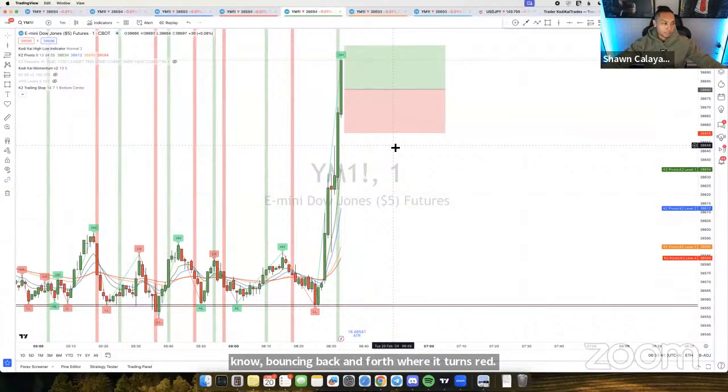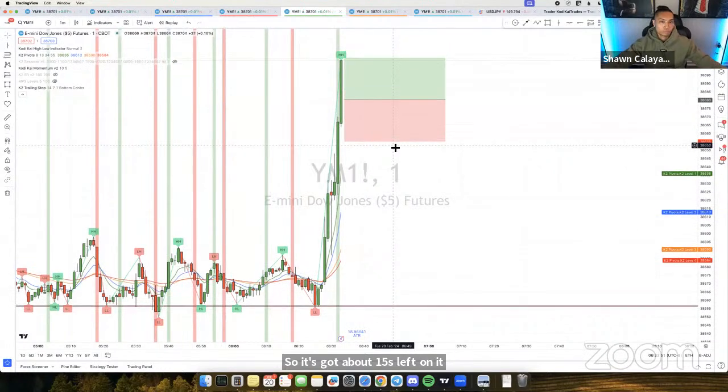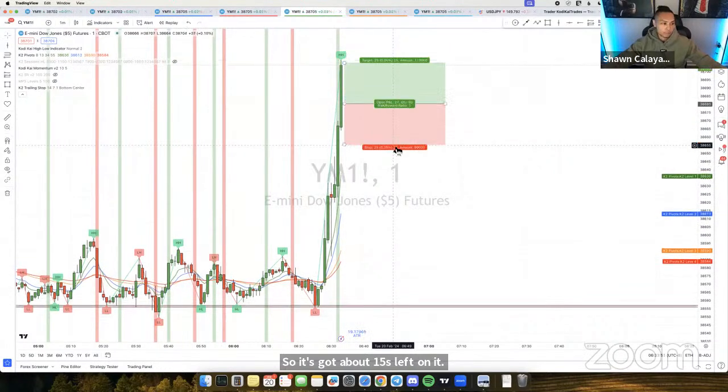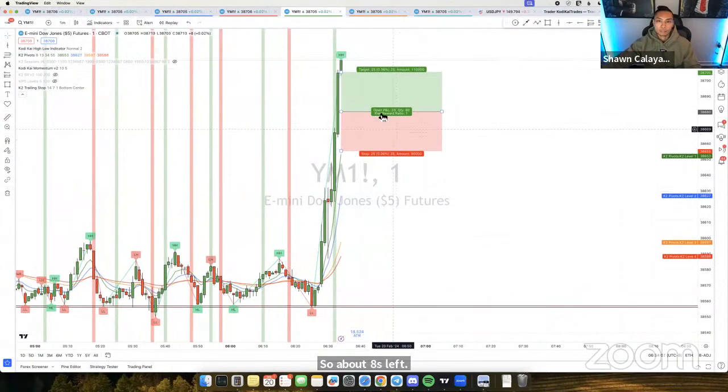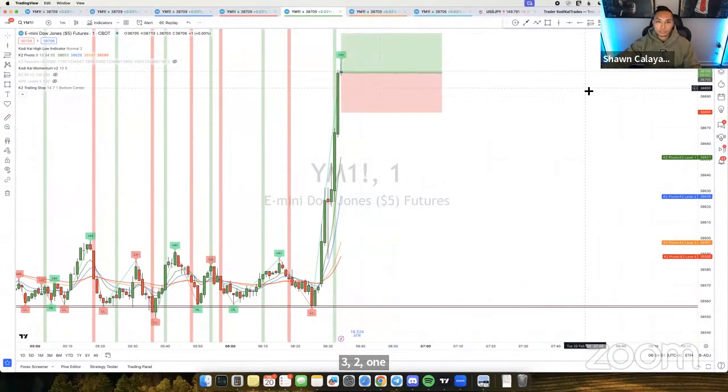So it's got about 15 seconds left on it. So about 8 seconds left. 3, 2, 1, entry right there. So there goes the breakout V3, guys, currently running right now.